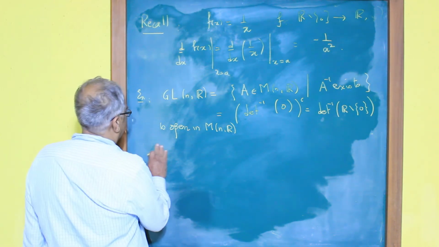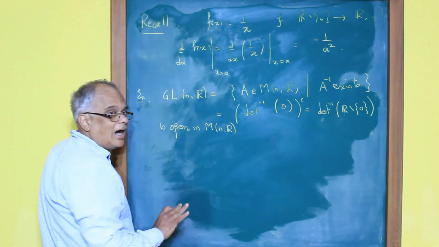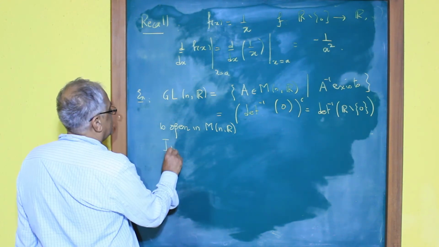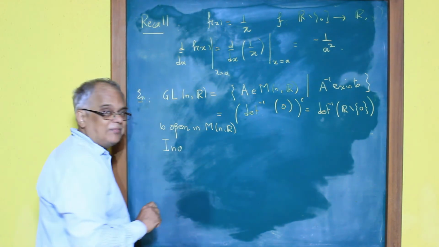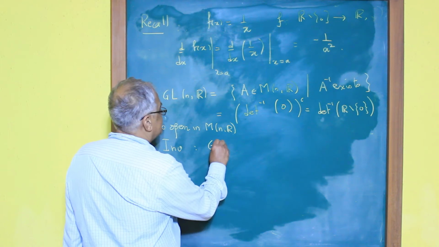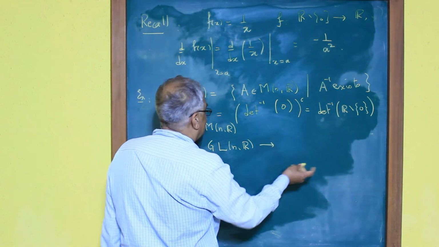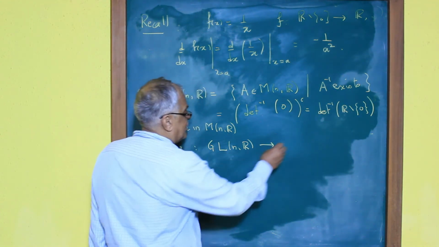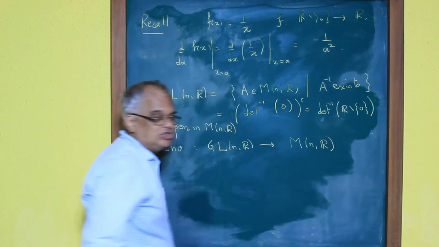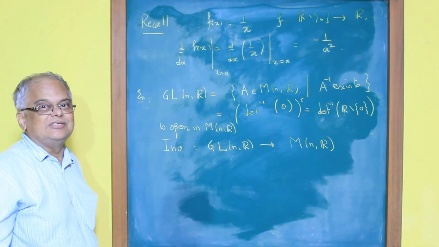Now what I have is that GL_n(R) is open in M_n(R), and therefore it looks like an open set in R to the n squared. Then I can talk about the map INV. What is the map INV? It is a map, inverse, which will go from the open set GL_n(R), and it will give you the inverse of some matrix in GL_n(R), which is an element in M_n(R). In fact, it is an element in GL_n(R) itself, invertible matrices. The inverse of an invertible matrix is invertible.